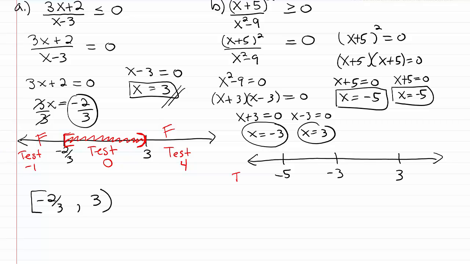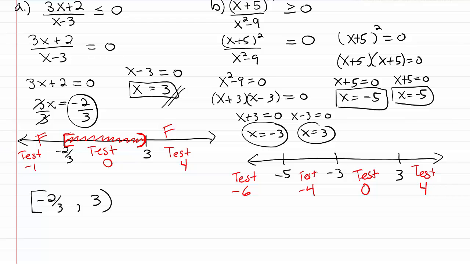Let's go ahead and test a number to the left of negative 5. So for example, we might test negative 6, for example. A number between negative 5 and negative 3, let's go ahead and test negative 4, right? Nice and easy. Between negative 3 and 3, we like to test 0. That's the simplest one usually. And then after 3, we might test something like positive 4.